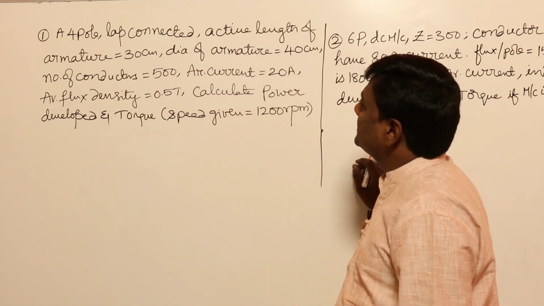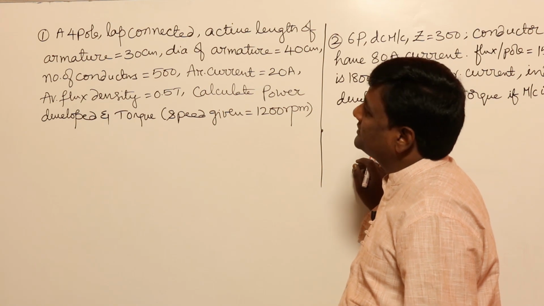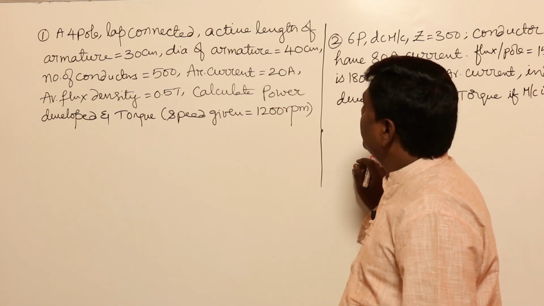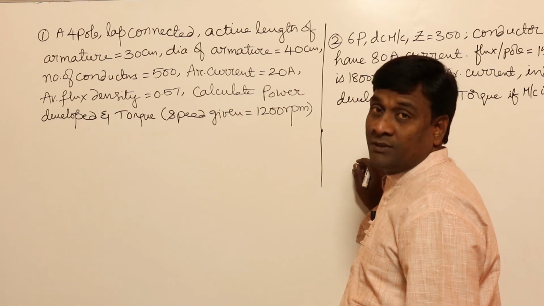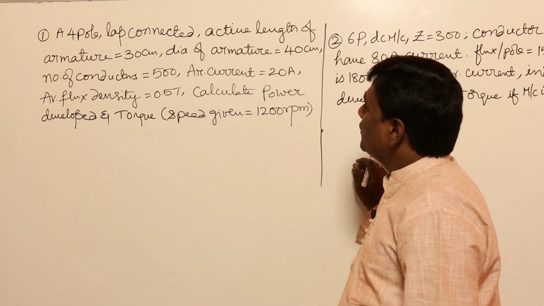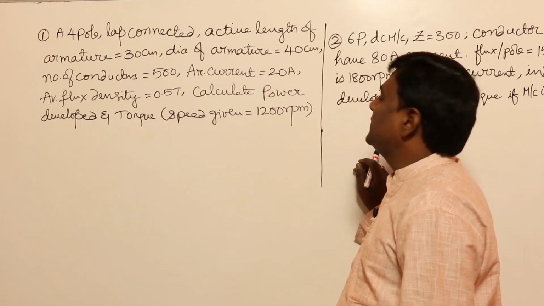Active length of armature is 30 centimeters. Diameter of armature is 40 centimeters. Number of conductors are 500 and armature current is 20 amperes. Average flux density is 0.5 Tesla. Calculate power developed and torque developed, speed given.